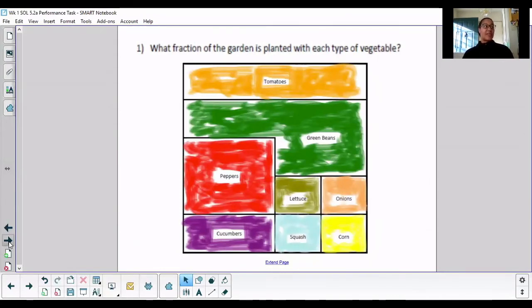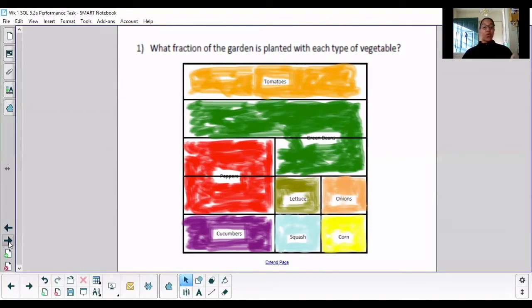What'd you do next? You said that the rows were not equal, so you wanted to continue the lines across. So the rows were going horizontally, left to right. So we extended the line across the green beans and we extended the line across the peppers. Okay, we're done now. We're ready to answer the question? No, so they're still not completed.